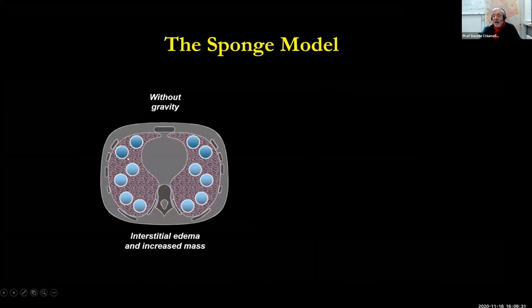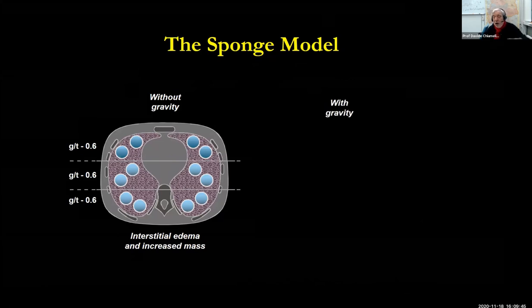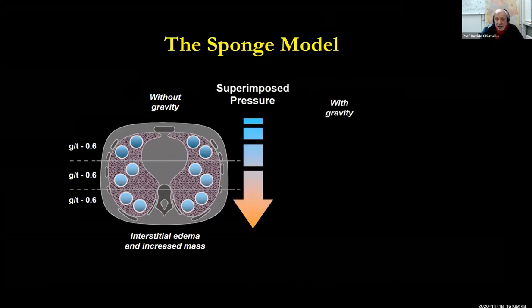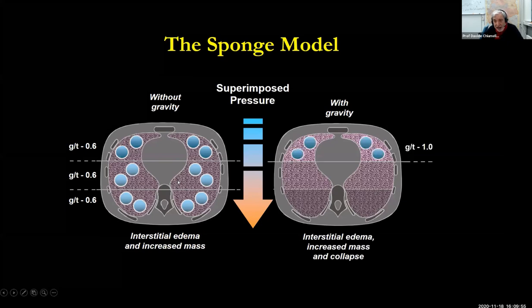So let's see, I am in the space without gravitational force. I have interstitial edema and increased mass. I have a big edema, big mass. Now, the gas tissue ratio will be similar in all parts of the lung. Now, if I put in the gravity, this part of the lung weighs on this and this weighs on this. And so what happens? I have a progressive increase of size here, decrease of size here, and we have only this part of the lung which is still open. And this is the baby lung.